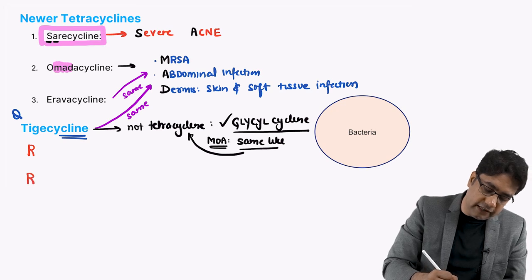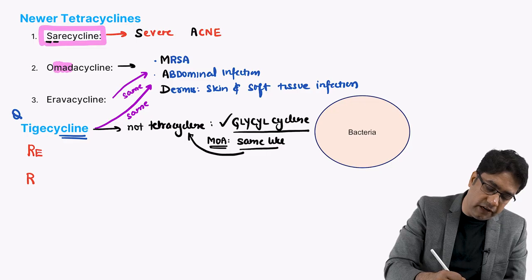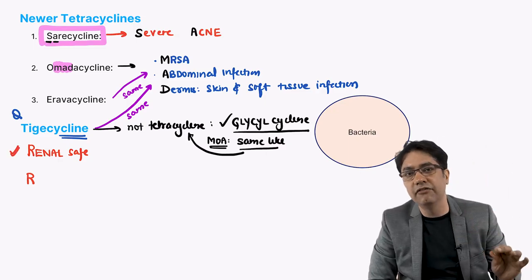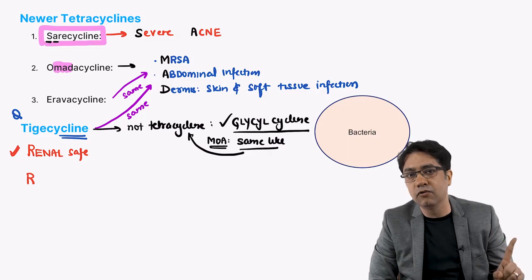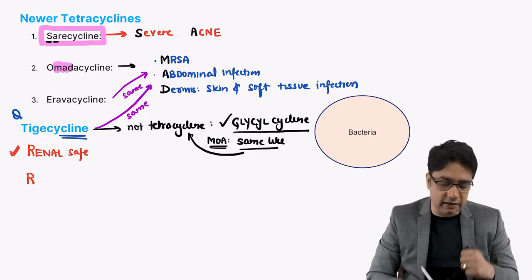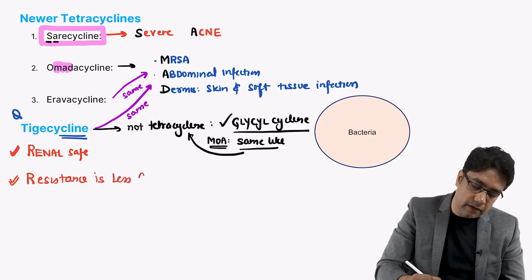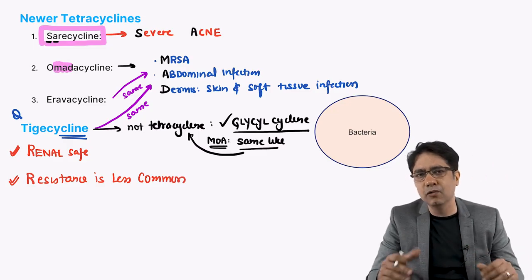The first is tigecycline is a renal safe drug. That means it can be given in cases of renal failure. Which other drug was renal safe? Doxycycline. Now, resistance to tigecycline is less common as compared to tetracycline. But yes, it is slowly developing.